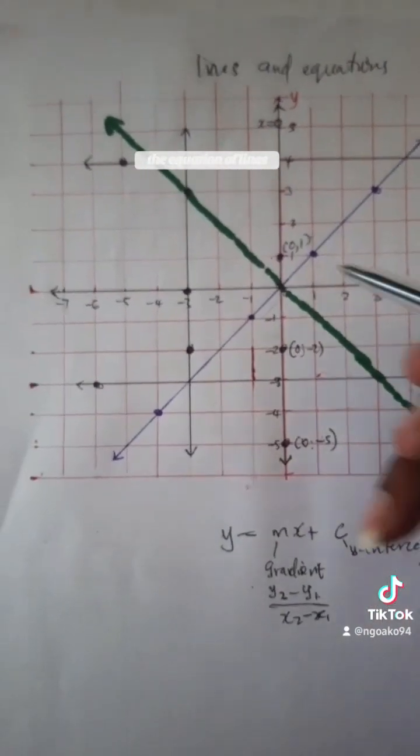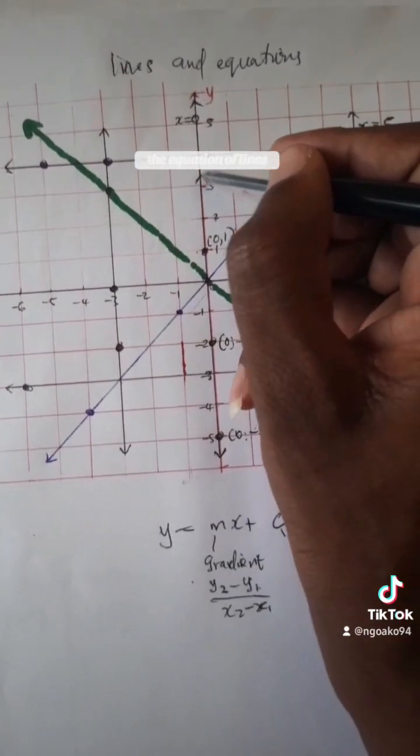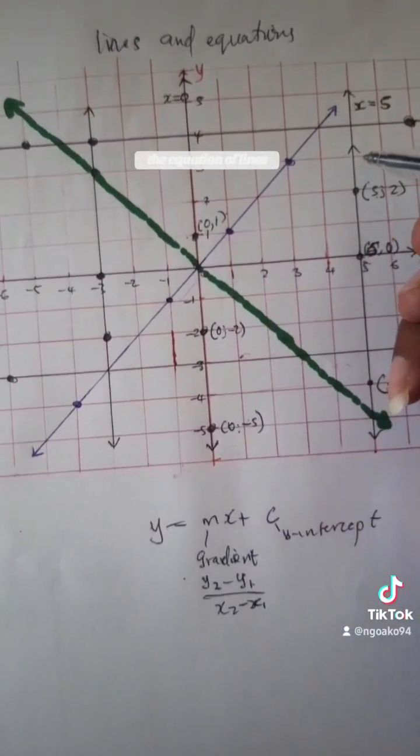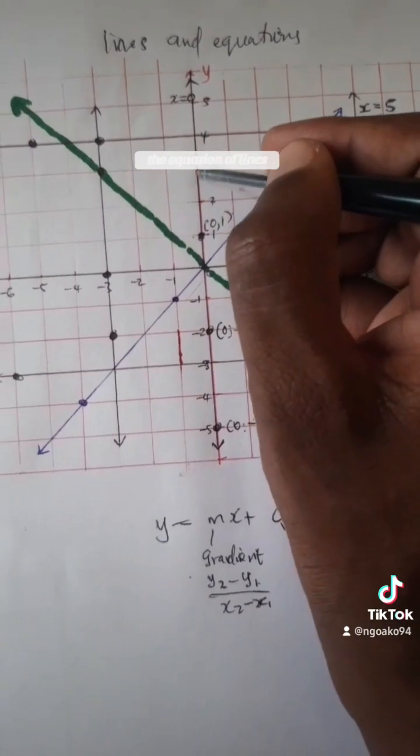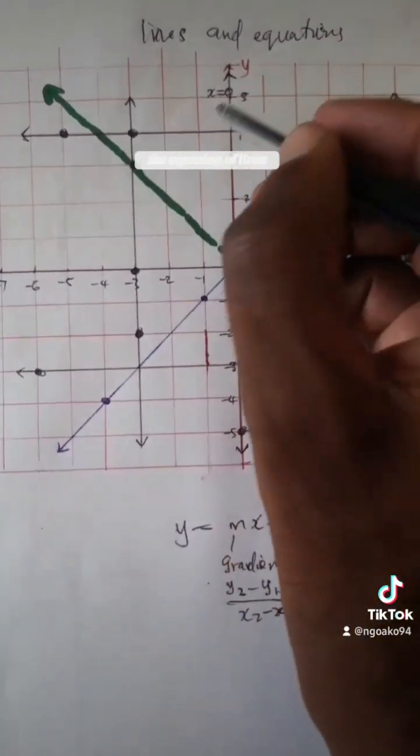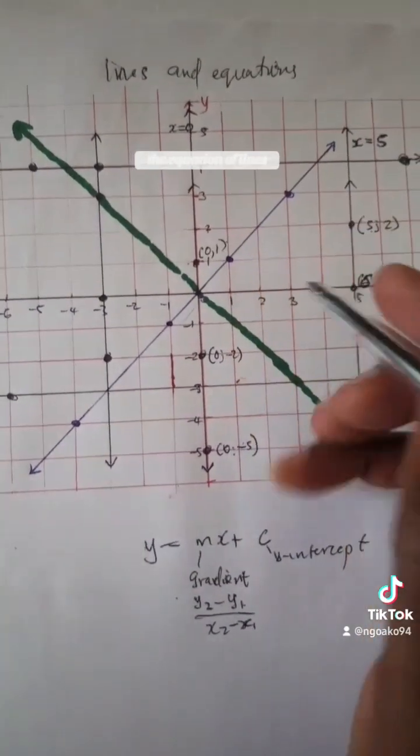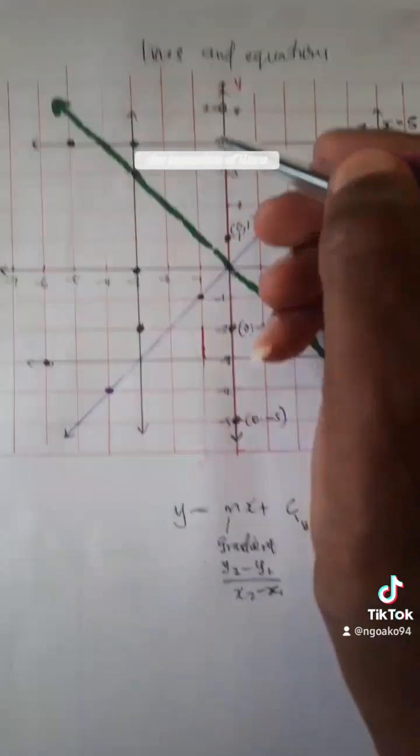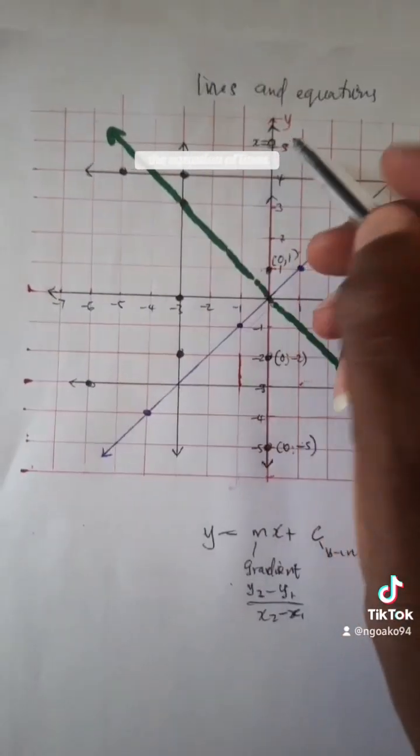Now again, this line is parallel to this one. So if they are parallel, that's why they both don't have a gradient, and their equation is that way.